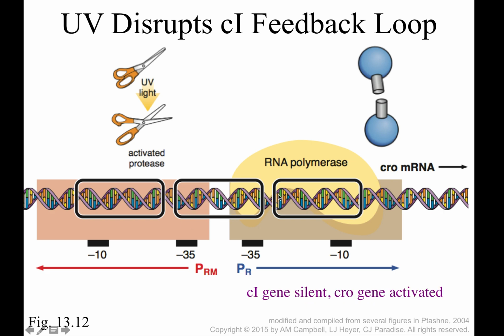So if these are empty, now the other side, CRO mRNA, can be transcribed because now RNA polymerase can bind to this side. Okay, when they're occupied by these CI dimers, RNA polymerase binds to the left side and goes off, and here makes CI. But if they're not occupied because the protease cut them up, now RNA polymerase can go off to the right and make CRO RNA.